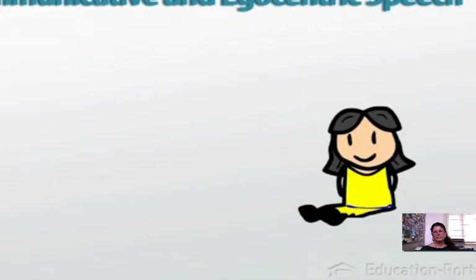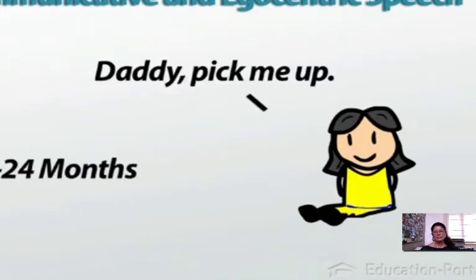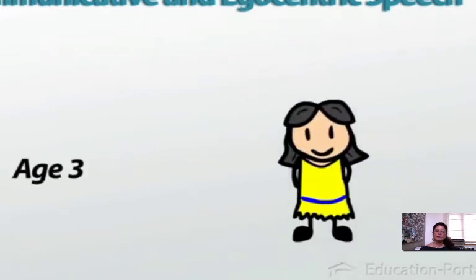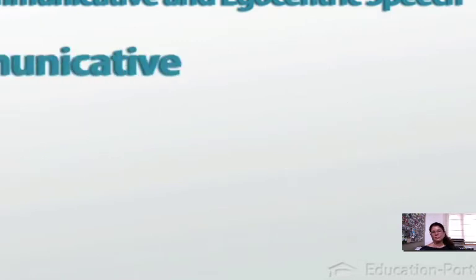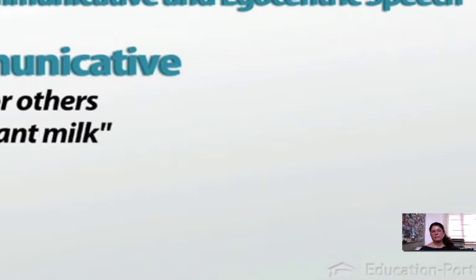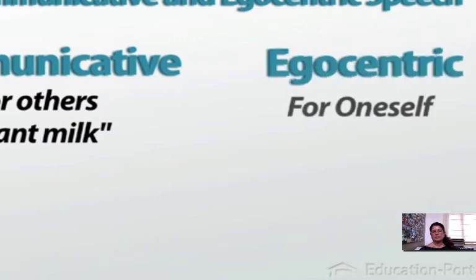As indicated in the description of naive psychology, the child between 18 and 24 months begins to use adult words and rapidly expands his or her vocabulary. Subsequently, at about age 3, the child's speech splits into 2 types: communicative and egocentric. Communicative, also referred to as external speech, is for others, and the child at age 3 is able to use simple sentences such as, "I want milk." In contrast, egocentric speech is for oneself.